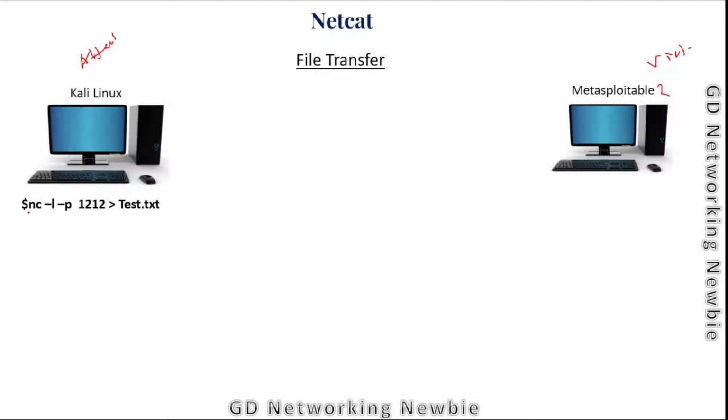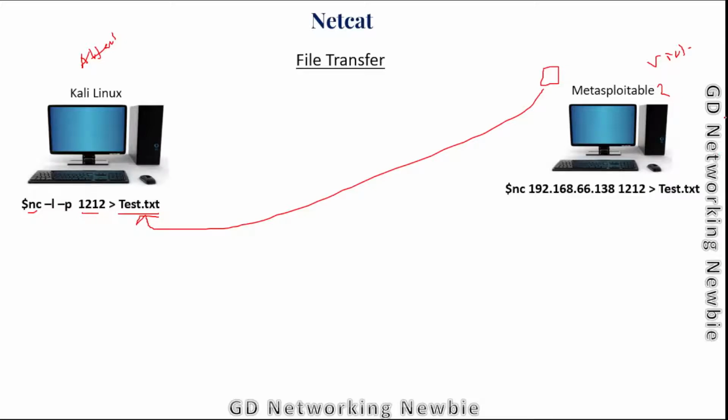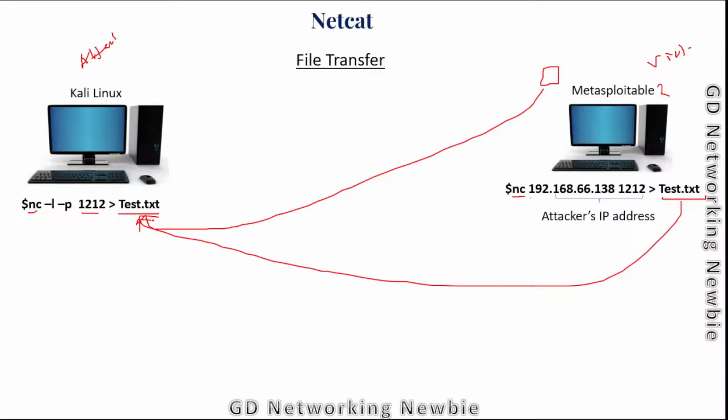For this, I have to set the Kali Linux machine in listening mode with nc -l -p and then the port number, and this is the file where we will be saving what is sent from Metasploitable. So a file with a certain name will be sent and saved in this file. After this, on the victim's machine from where we will be sending the file, we again run nc and give the attacker's IP address to which we want to send the file. This is the file which should be available on Metasploitable, and it will be transferred to the file with this name.